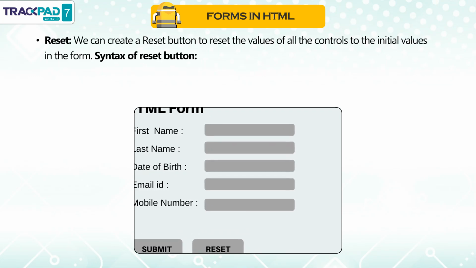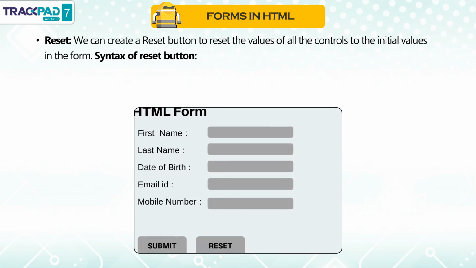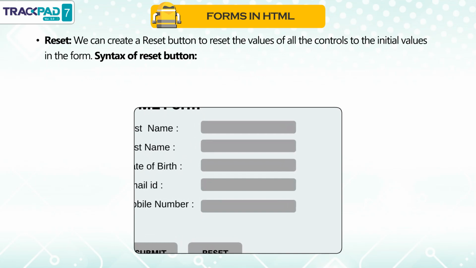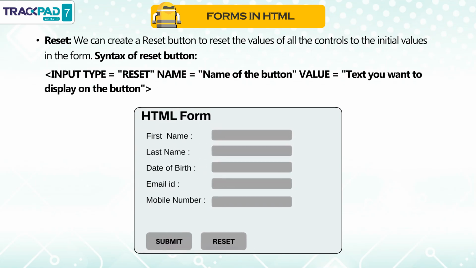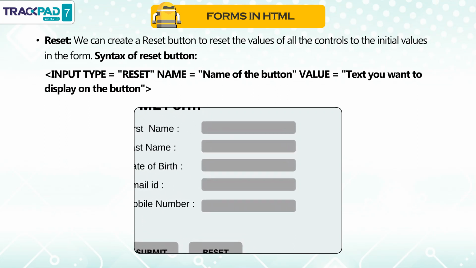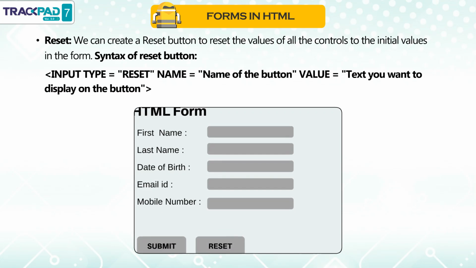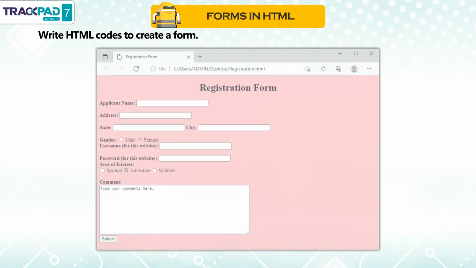Reset. We can create a reset button to reset the values of all the controls to the initial values in the form. Syntax of reset button. Input type equal to reset, name equal to name of the button, value equal to text you want to display on the button. Write HTML code to create a form.